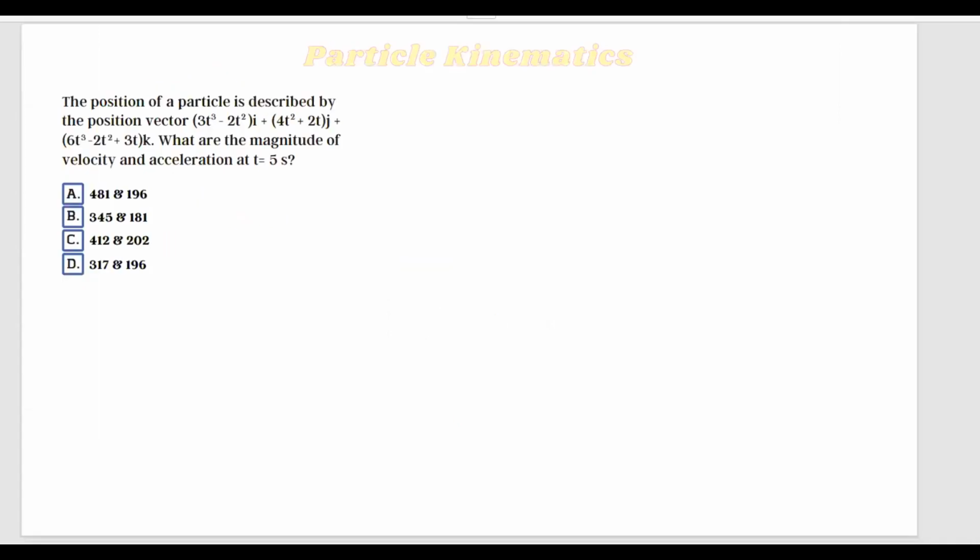Let's first write the position vector, which in our case is x equals (3t cubed minus 2t squared)i plus (4t squared plus 2t)j plus (6t cubed minus 2t squared plus 3t)k. So this is our position vector.